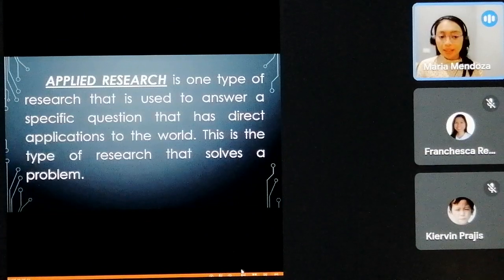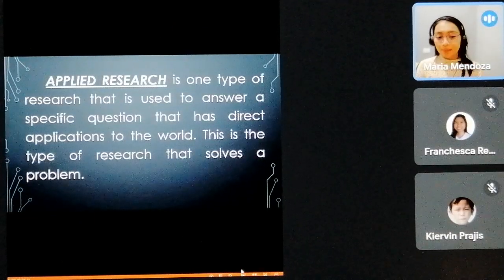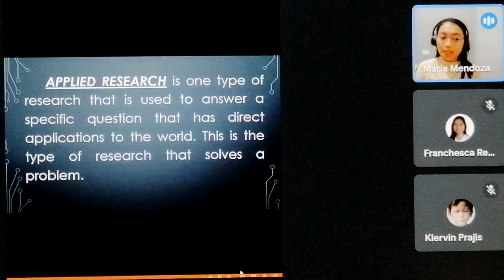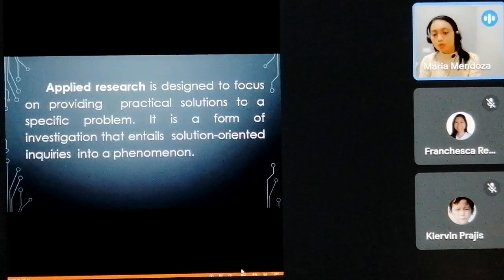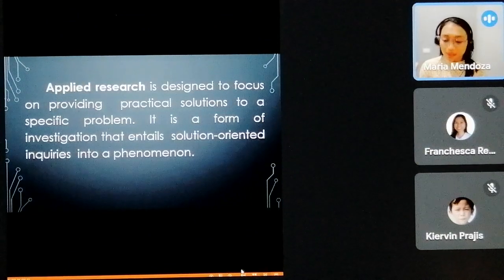On the other hand, the applied research is a research that is used to answer a specific question. It has direct applications to the world, okay? This type of research solves a problem. So those problems that you encountered in basic research, you are going to solve in the applied research, okay? You are going to propose solutions to such problems under applied research. So it is designed to focus on providing practical solutions to a specific problem, meaning every problem that you encountered in basic research, you are going to solve them or provide a solution to such when you conduct an applied research. It is a form of investigation that entails solution-oriented inquiries into a phenomenon.